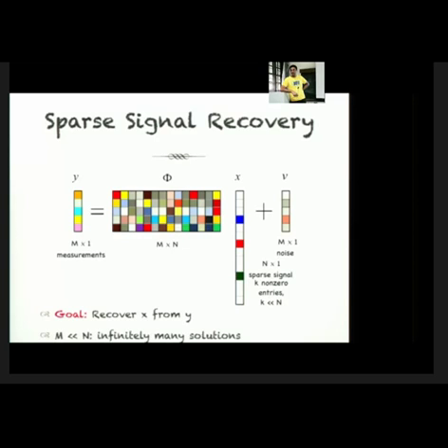So the difference, why this problem is relevant today and why it's an interesting problem, is because among all the infinitely many solutions, I want you to find the solution that has the least possible number of non-zero entries. Among all those infinitely many solutions, I will evaluate how good the solution is based on how many non-zero entries it has. And I want you to find the solution which has as few non-zeros as possible.